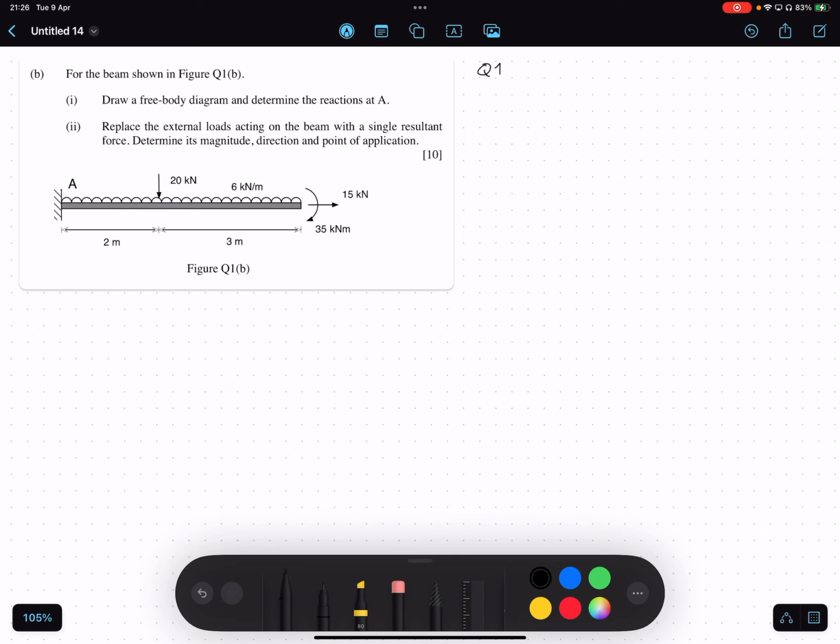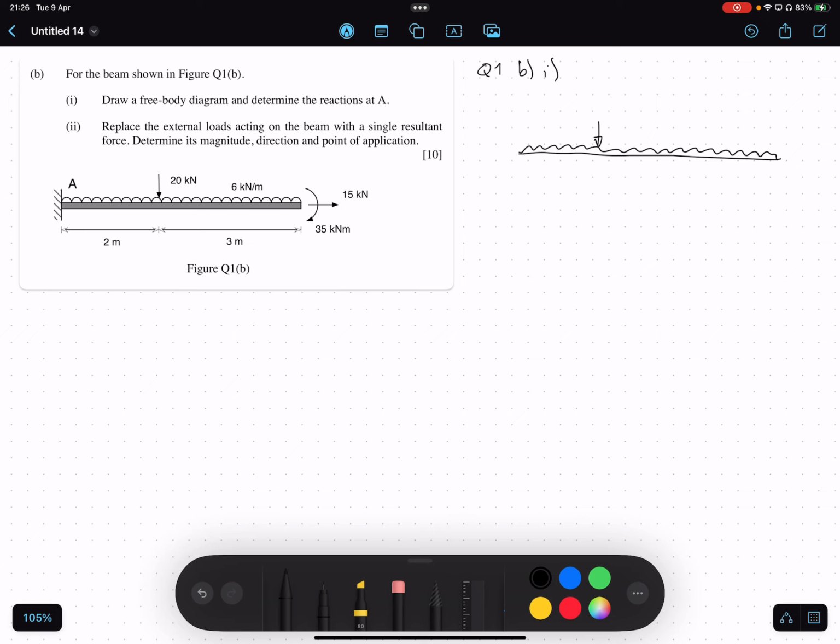In part I, Q1, B, I, we're being asked to draw a free body diagram and determine the reactions at A. So let's draw that free body diagram, much like we did in the previous question. Let's just draw a very simplified beam like so. Draw our force across, again, like so. And let's go ahead and label everything.